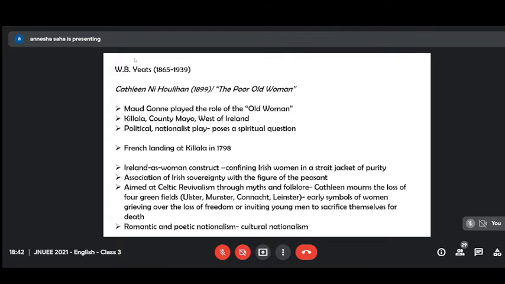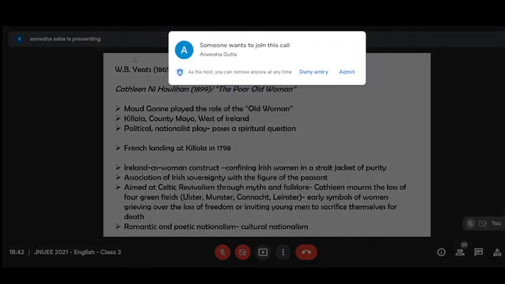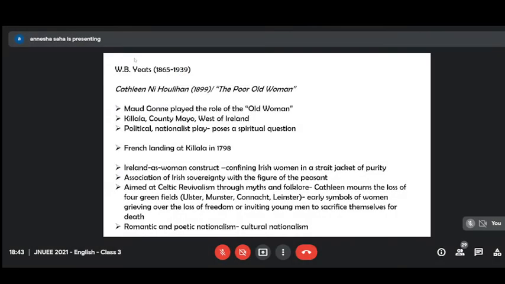But right now, I'm concerned with this one particular play that he writes. This is called Kathleen Ni Houlihan. This is a very important play as far as Irish cultural nationalism and the contributions of the Abbey Theatre are concerned. William Butler Yeats writes this play in 1899, and the working title of this particular play was The Poor Old Woman. That was the working title, but the final title is Kathleen Ni Houlihan.